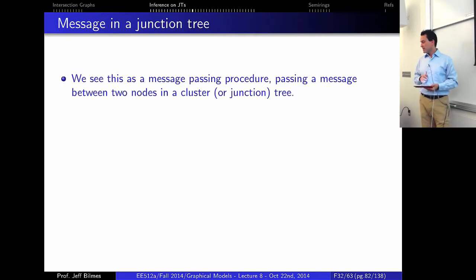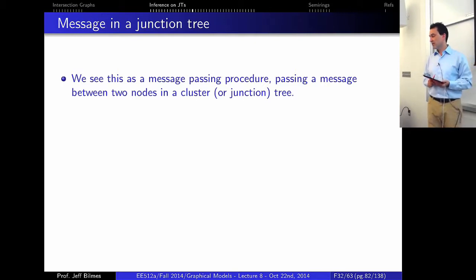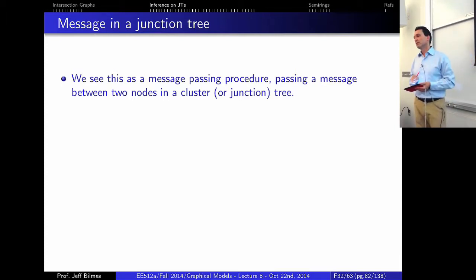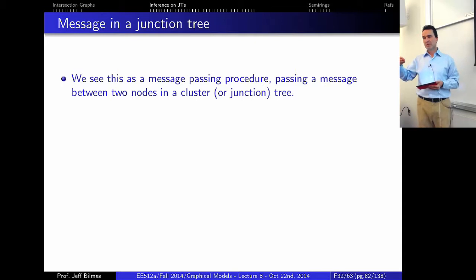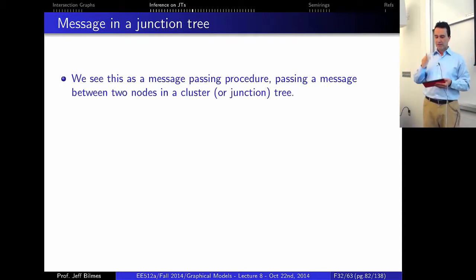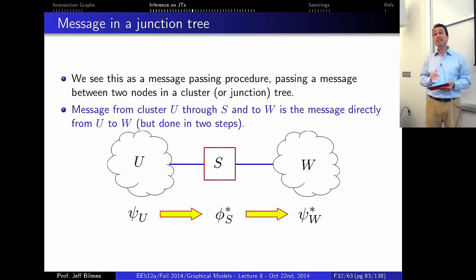Okay, so this is a message passing procedure, and you're passing messages between two nodes in a tree, in particular a cluster tree or a junction tree. Nothing that we've done so far in terms of these messages has required it to be a junction tree. We just said we've got these two clusters, and there's some separator, and we pass these things back and forth, and it just happens that the probability distribution is equal to the product of the two clusters divided by the product of the separator. We're going to ultimately need a junction tree, but for right now, that wasn't absolutely critical. Okay, so it's kind of like a two-step message.